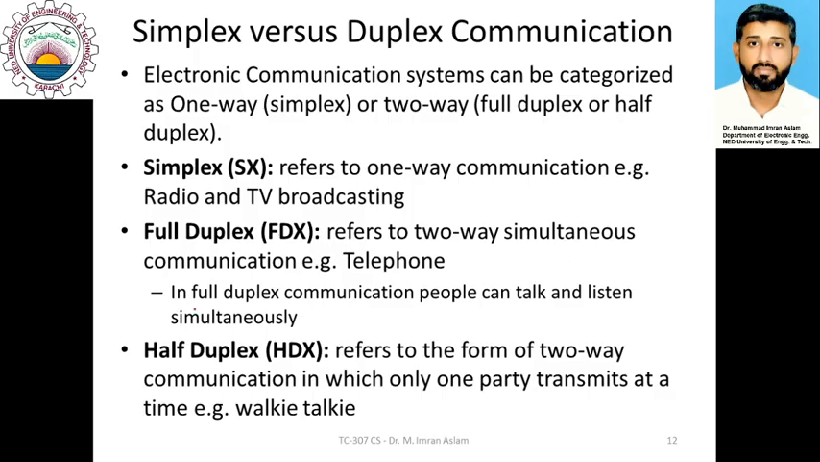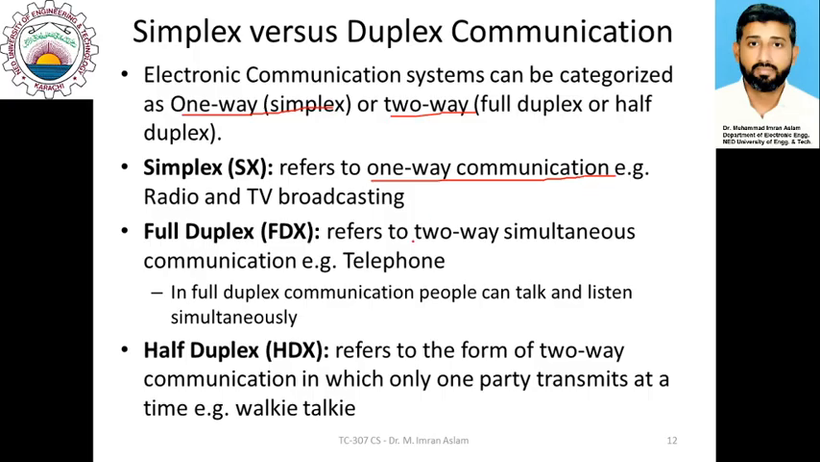The word simplex refers to one-way communication, whereas duplex refers to two-way communication. Simplex communication means you can establish communication in one direction and there is no communication in the reverse direction. Say, for example, TV broadcasting or radio broadcasting. For TV or radio broadcasting, the TV station can transmit signal to our TV sets, but a home user cannot transmit signal back to the TV station. So it's only a simplex communication system where we are getting signals in only one direction.